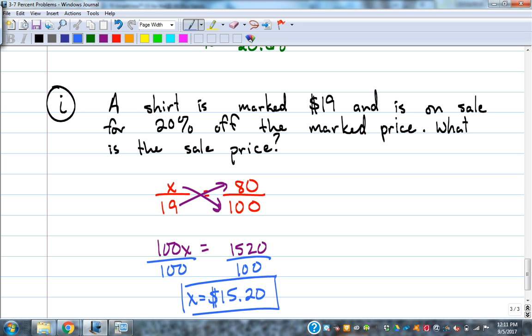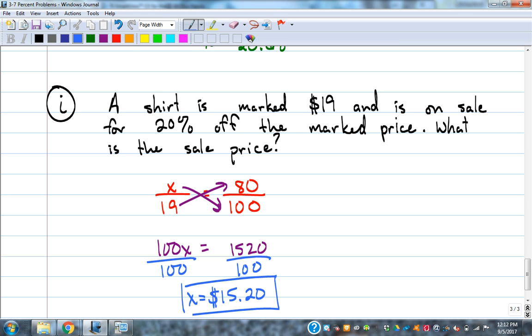So my discount, if I'd have used 20 over 100 there on the right side, I would have found that the discount was $3.80. And I would have to subtract that from 19 to get my sale price out of that.